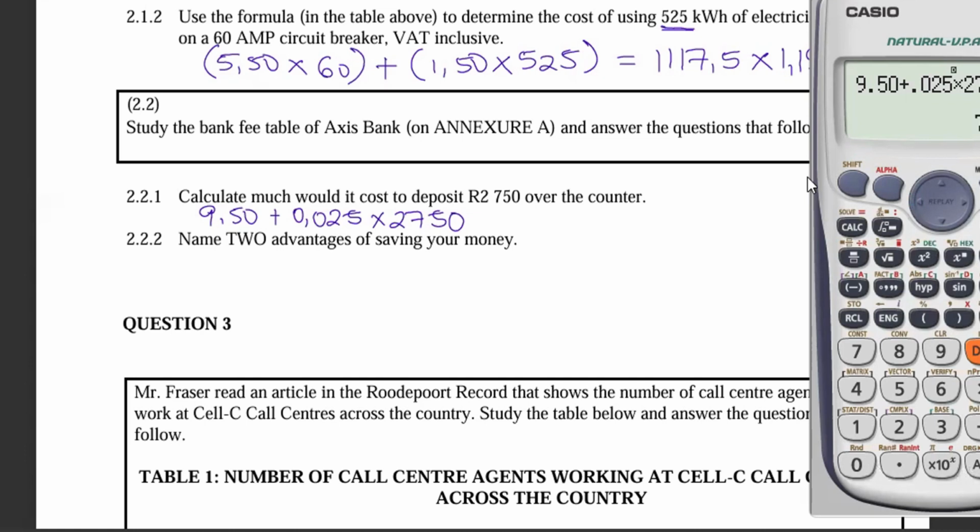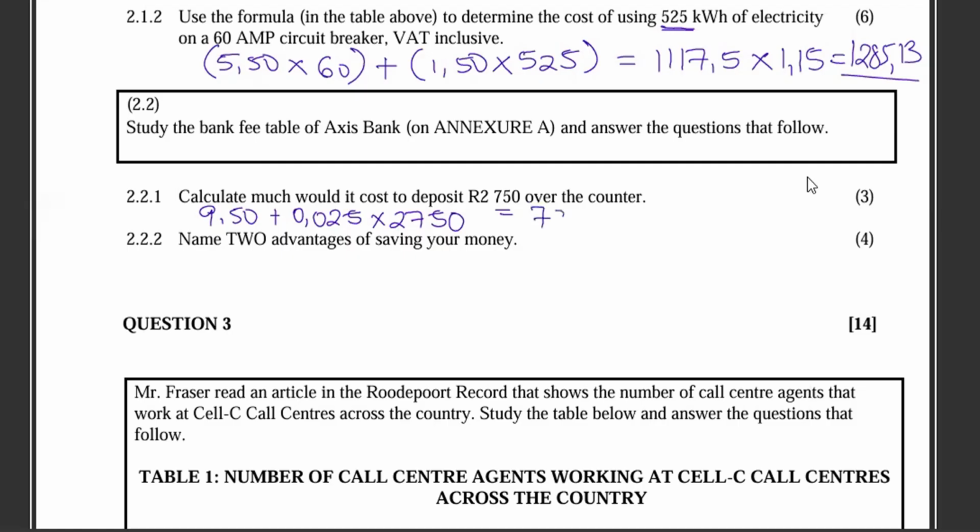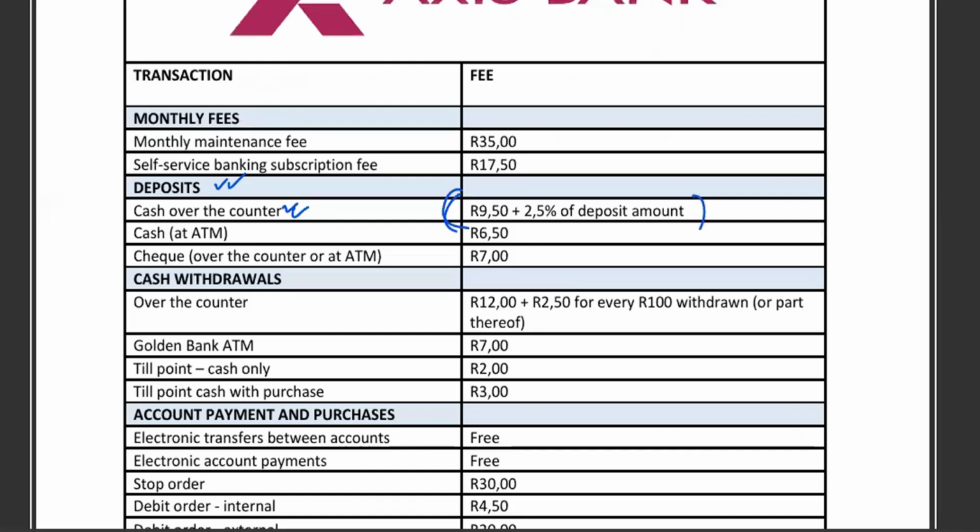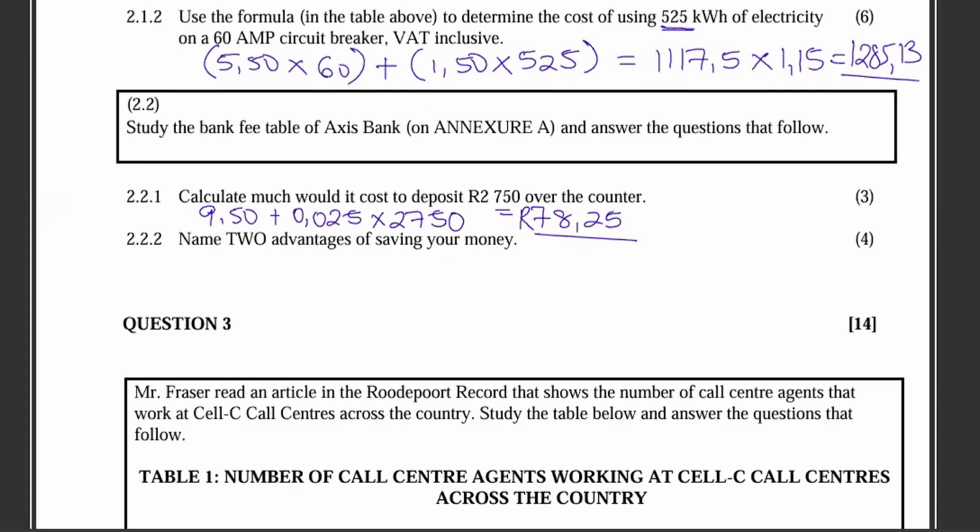And the answer became 78 rands 25 cents. The mistake was there. From their annexure, we see it's 2,5, not 25. That's where the mistake had come from. But anyway, how do you get the 3 marks? Did you substitute? Did you correct everything? Did you pick the right formula and the final answer? That's fine.